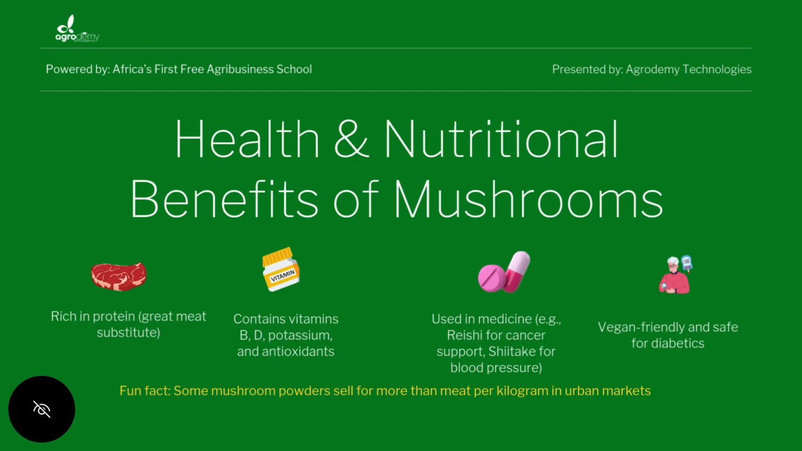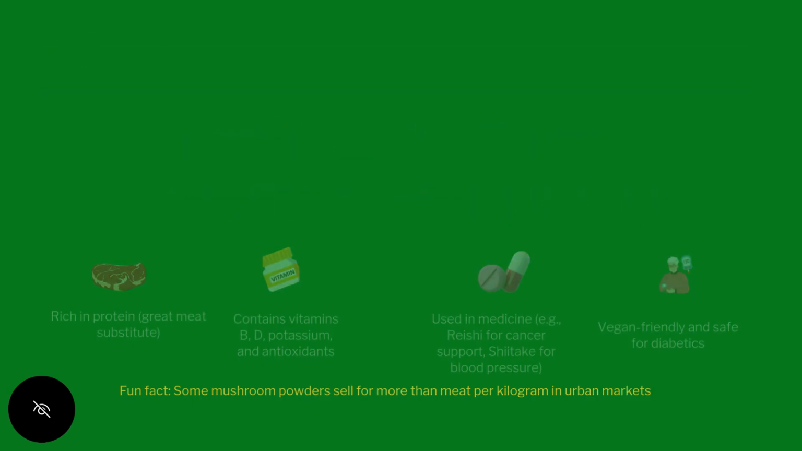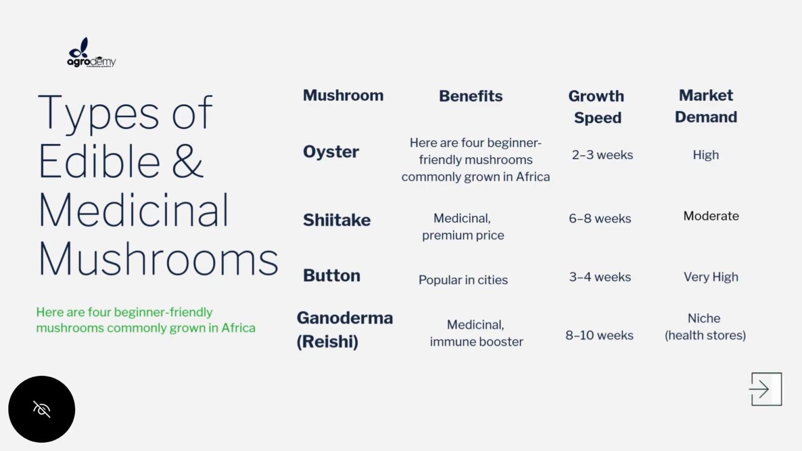But some fun facts for you to know: mushroom powder sells far more than meat per kilogram in urban markets. So meaning mushroom is expensive. The mushroom powder is more expensive than the meat. So if you're thinking about healthiness, then mushroom is something you should be considering in your meal.